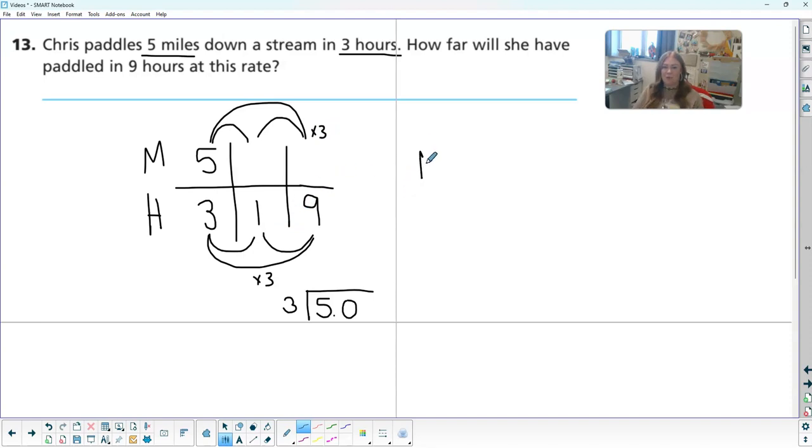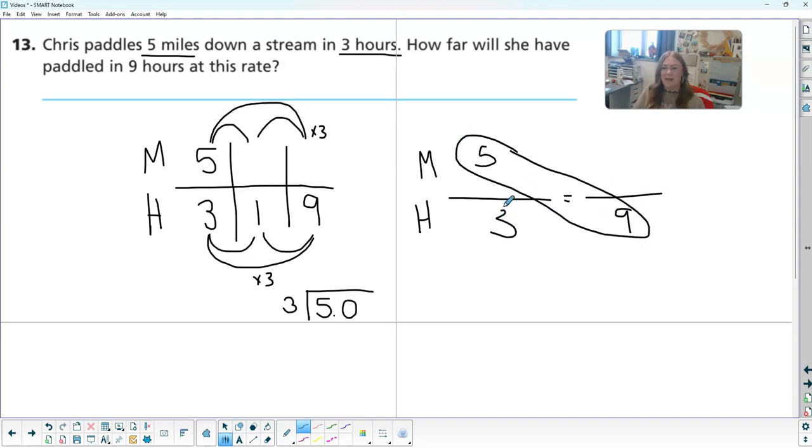Let's look at that in the proportion strategy. We have miles and hours. Oh my goodness, the bell rang. I gotta go fast. Okay, miles was 5, hours was 3, and I want to know 9 hours. So if I do 5 times 9 and divide it by 3, it will give me that answer there. So you got to set it up the right way. You can do it.